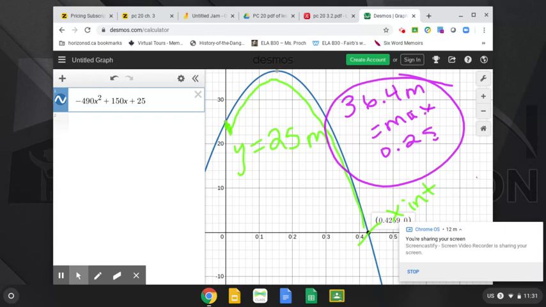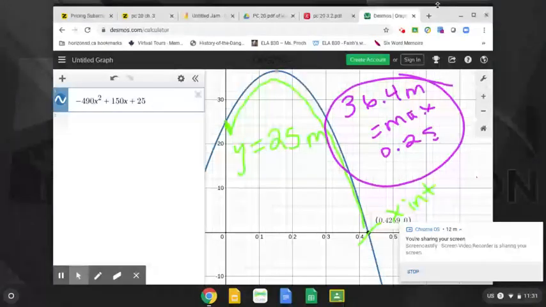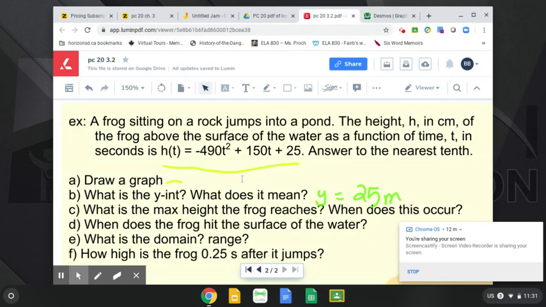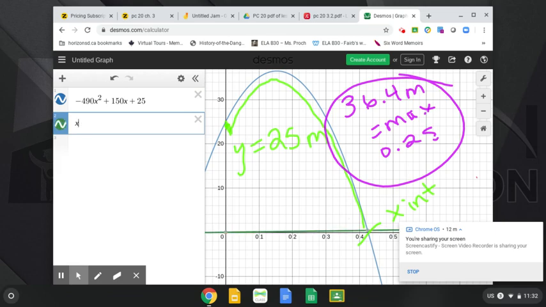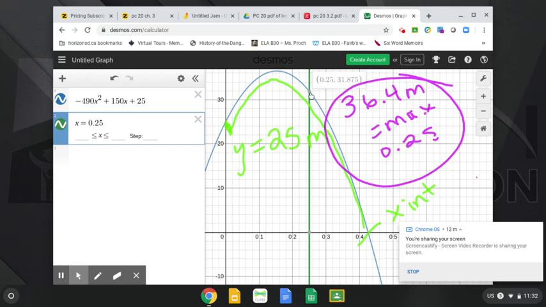It also says, how high is the frog 0.25 seconds after it jumps? That's F right here. So we want to find what y is when x equals 0.25. I could search that graph, or I could just simply put this in Desmos. X equals 0.25, and then you're going to be able to see where it crosses. So at 0.25 seconds, the height of our frog is 31.875 meters.